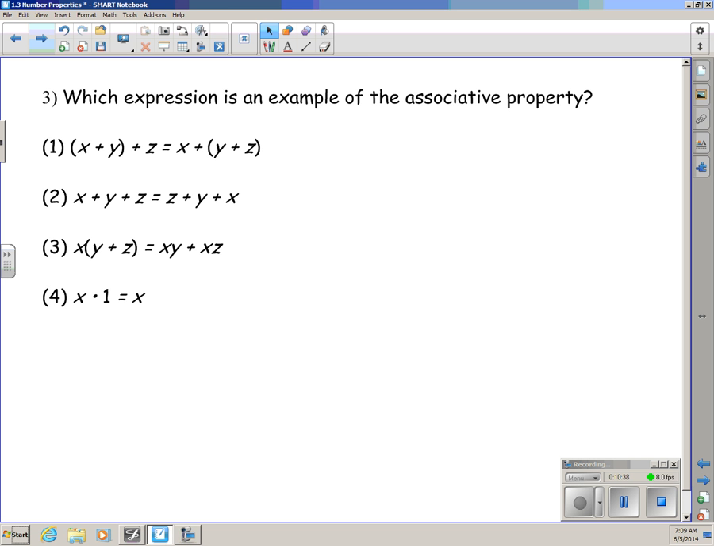Okay, so flip your sheet over. A couple more examples. Which expression is an example of the associative property? So remember the associative property, order doesn't change, but the grouping does. Correct choice should be 1.